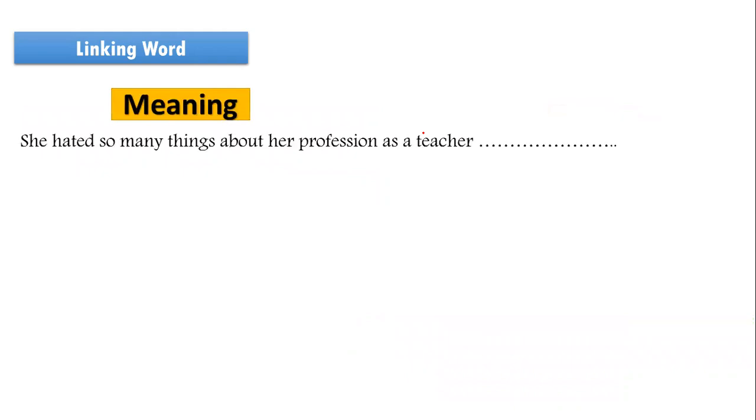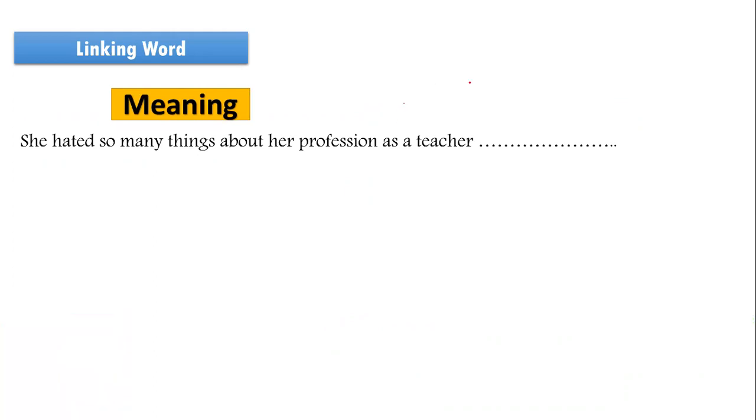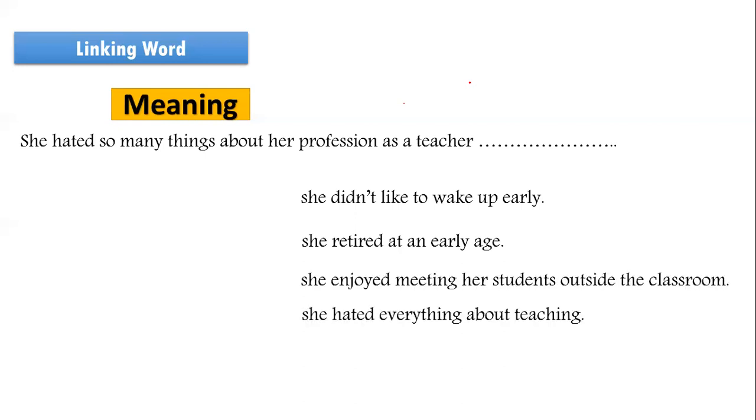Let's see in detail, meaning and punctuation. Let's focus on meaning first. By this example, you will get to know what I mean by the word meaning. Let me first erase this one. Okay, right. She hated so many things about her profession as a teacher. Let's think of this example, guys. I need to complete this sentence with one of these additions. She didn't like to wake up early. She retired at an early age. She enjoyed meeting her students outside the classroom. She hated everything about teaching. Let's choose from these words: however, therefore, in fact, for example.